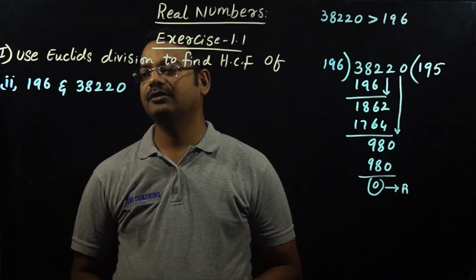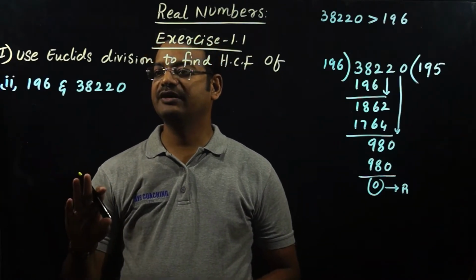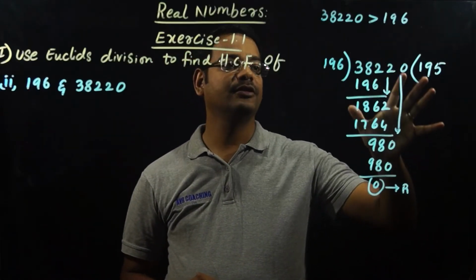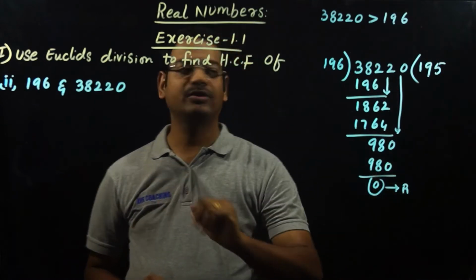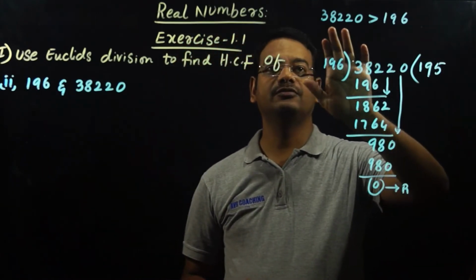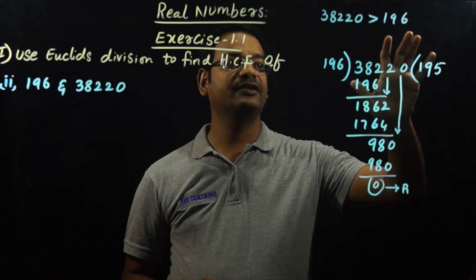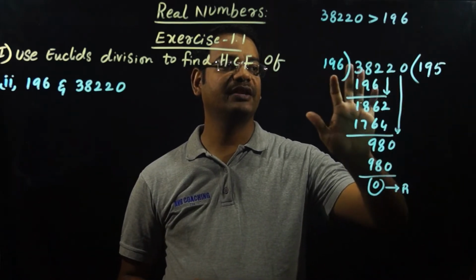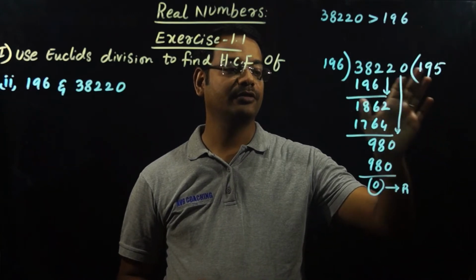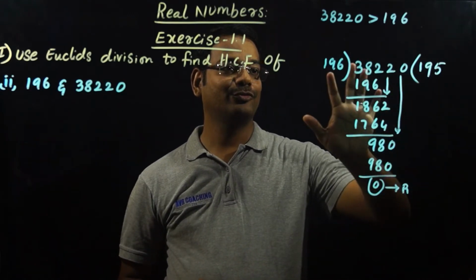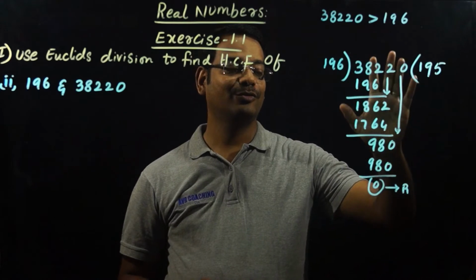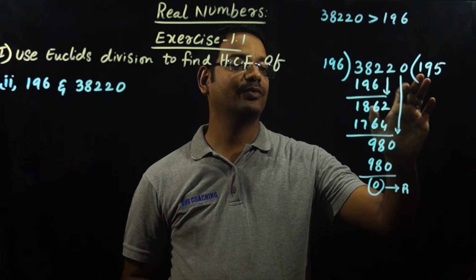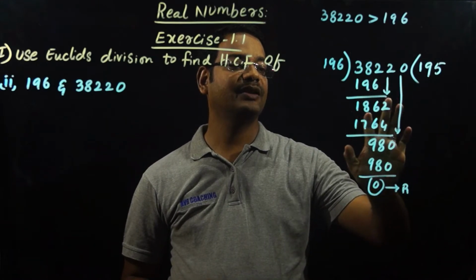Now in the second bit, we need to find the HCF of 196 and 38220. As usual, we apply the long division method before applying Euclid's division lemma. Here 38220 is greater than 196, so we'll divide 38220 with 196. If you don't know the table of 196, you can always follow the normal method of division. So 196 ones are 196, remainder will be 186.